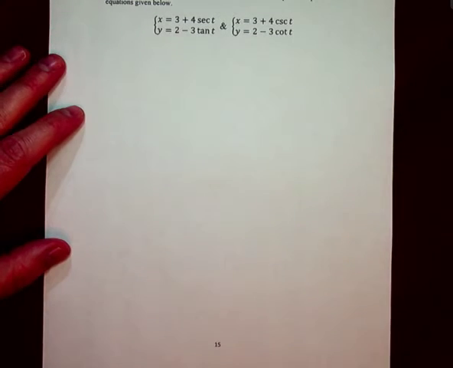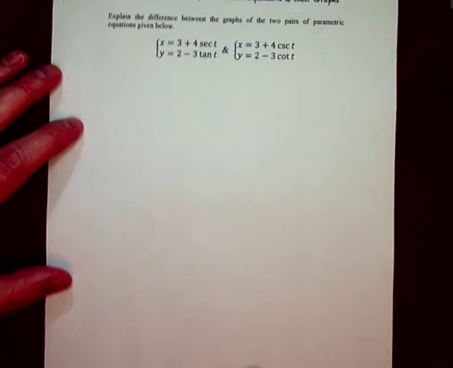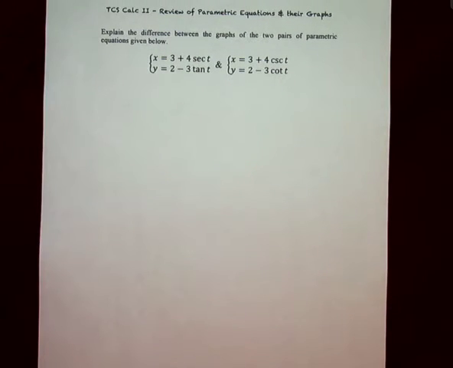Okay, last question. And this should be relatively easy. Explain the difference between the graphs of the two pairs of parametric equations given below. Well, you should notice that both of those are hyperbolas. I mean, the first one obviously is. It's 3 plus 4 secant and 2 minus 3 tangent. We've dealt with something like that before.